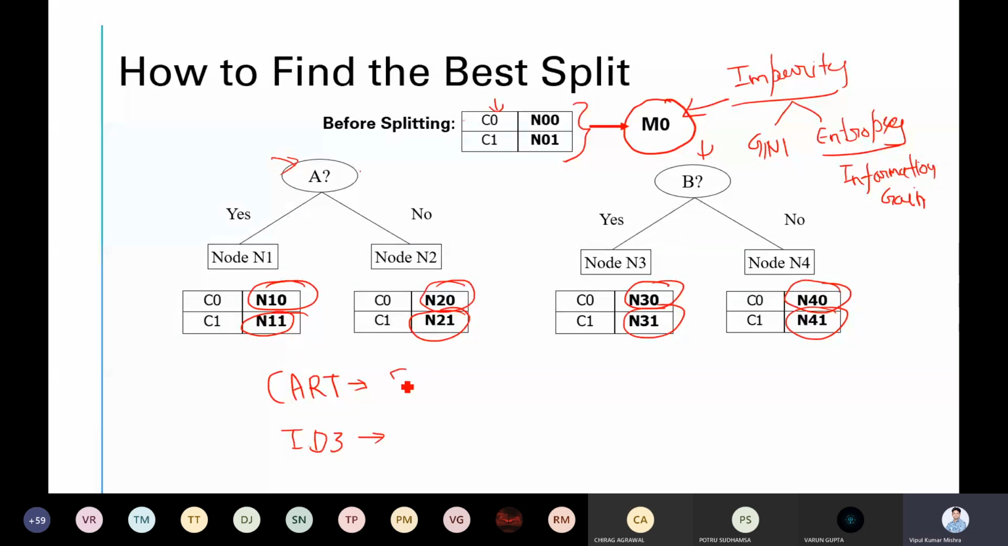CART uses entropy and information gain, and ID3 uses Gini score to find out the, you can say, splitting. Ultimately, these are used for the splitting. What is the best split, right? So ID3 uses Gini score to make the splitting, and CART will use entropy and information gain to make the split. Guys, any doubt till now in this decision tree?